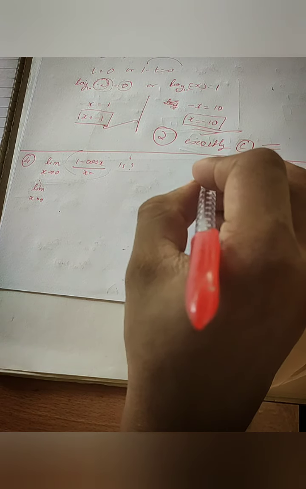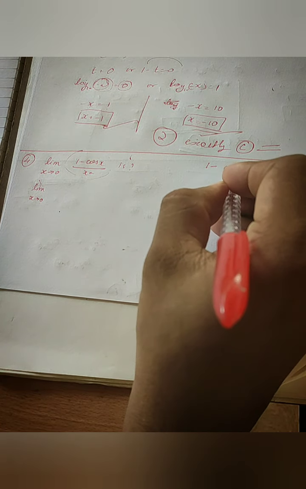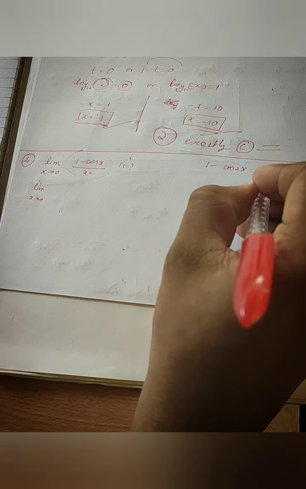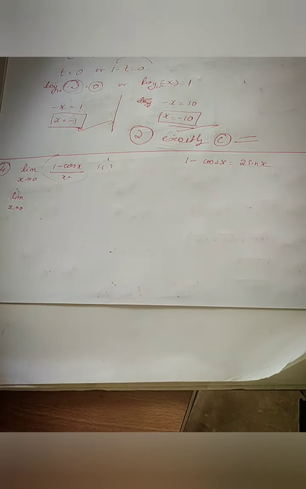So 1 minus cos x can be written, this is the formula of 1 minus cos 2x, which is nothing but 2 sin square x. I hope you remember this formula. If not, please recall the formulas which I asked you all to write after the first video itself. In that formula list it must be there.